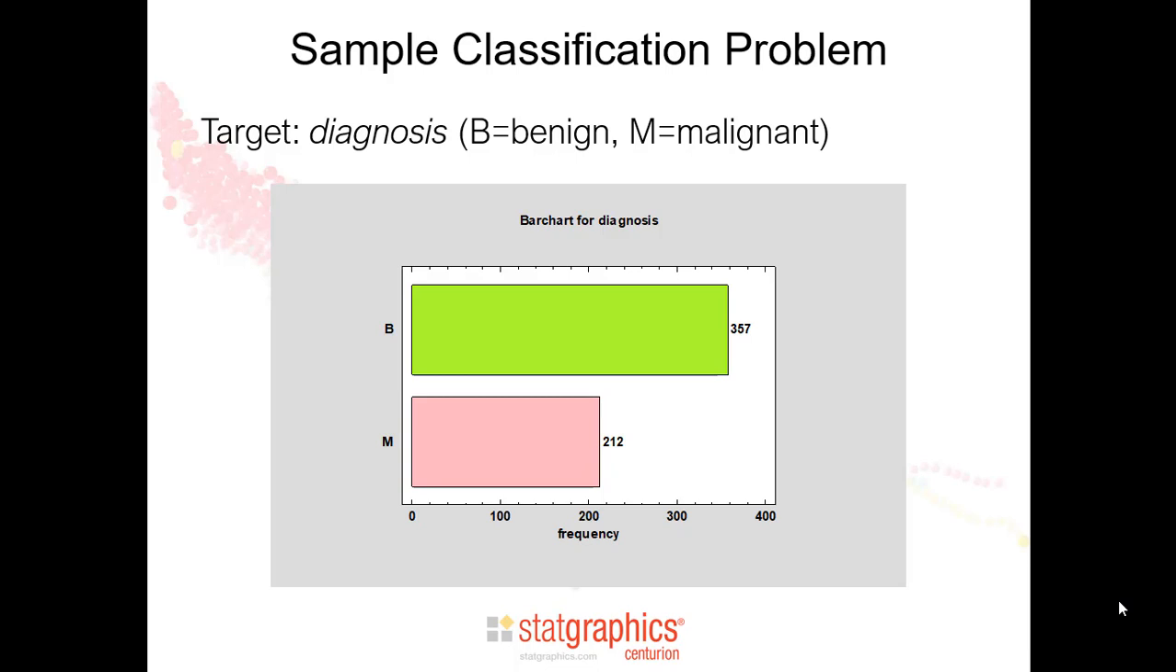In a machine learning problem, the variable that we want to predict is called the target. In the sample file, it's in a column called diagnosis. B indicates that the mass was eventually found to be benign. M means that it was malignant. In the sample dataset, there were 357 benign masses and 212 malignant masses.